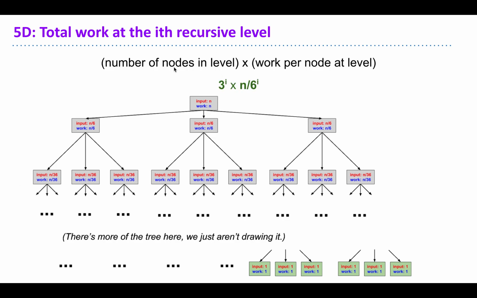So we can just plug in our expressions. We can plug in 5c to get the number of nodes at level I, and then plug in 5b for the work per node at level I. That's why we ask those questions, because now we can combine them. And this is the answer to D. It's just 3 to the I times n divided by 6 to the I. So I'd write that down on my piece of paper. Again, if we ask you for the total amount of work at the ith recursive level, we just combine the previous questions that we've been asking here. Hopefully that's making sense.